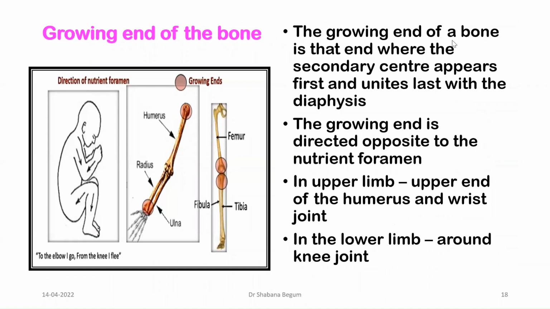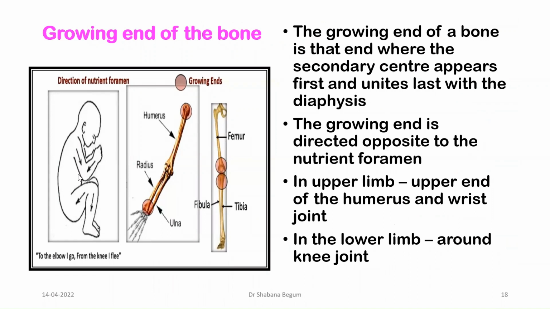Next, we have to learn about the growing end of the bone. The growing end of a bone is that end where the secondary center appears first and unites last with the diaphysis. The growing end is directed opposite to the direction of the nutrient foramen. The nutrient foramen conveys nutrient vessels to the long bone and is situated near the middle of the shaft of a long bone. The direction of the nutrient foramen of the long bone can be remembered by using the following dictum: to the elbow I go, from the knee I flee.